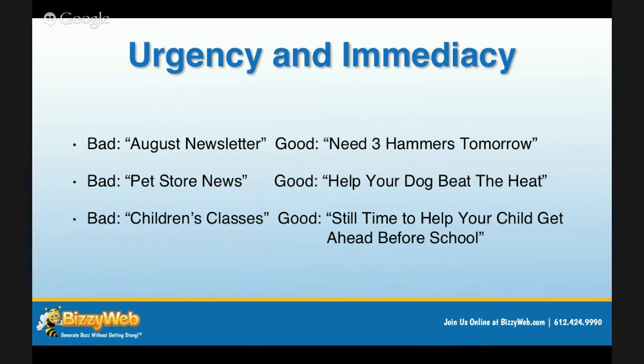What's good or a better option might be need 3 hammers tomorrow. This is an example of what someone in Habitat for Humanity sent out to get people to a build that they were trying to get moving. They had a little bit of an empty spot, or they had 3 extra spaces. And so that's what they sent out. They just said, need 3 hammers tomorrow. Well, folks that were available that very next day saw that, clicked it, and they actually had 5 new people that attended that event. Would never have gotten that if they just said August newsletter.